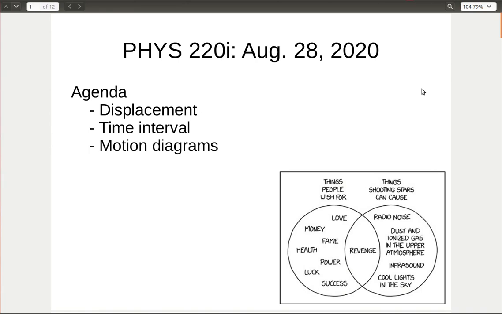I always like to start with just a silly, fun, sometimes relevant, sometimes not, nerdy comic. So there's our Venn diagram funness in the lower right there.